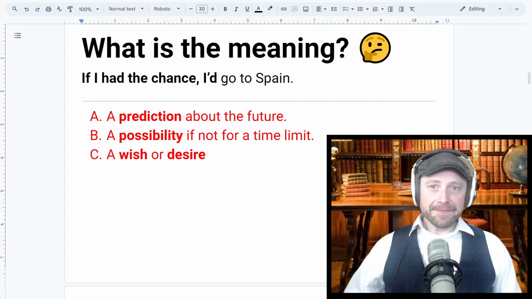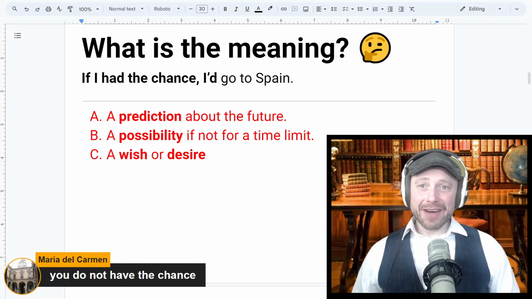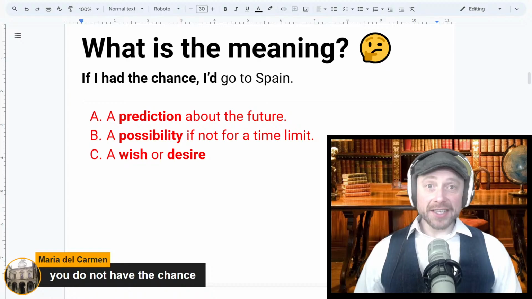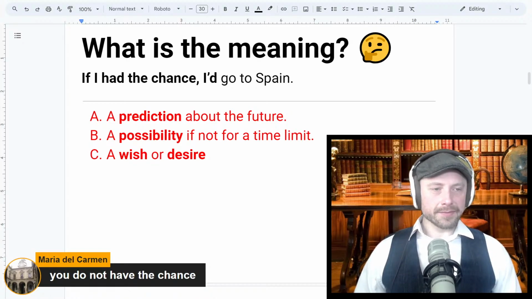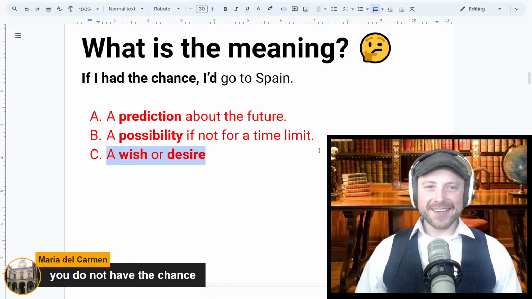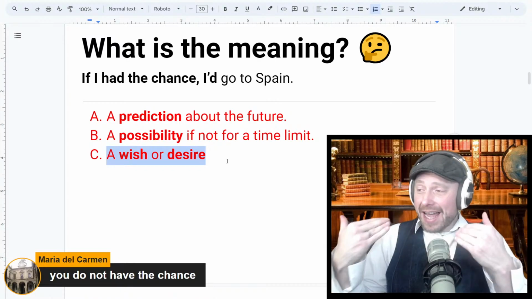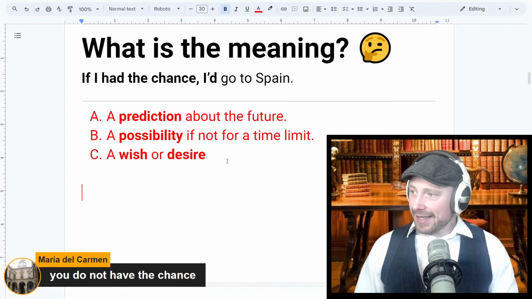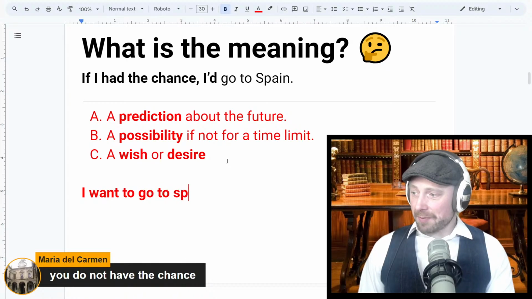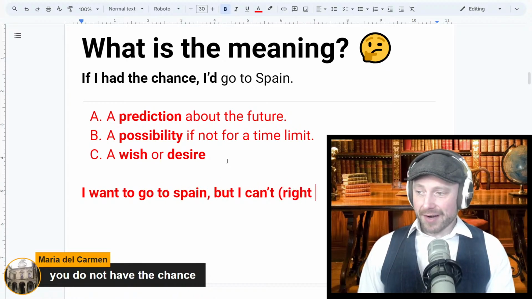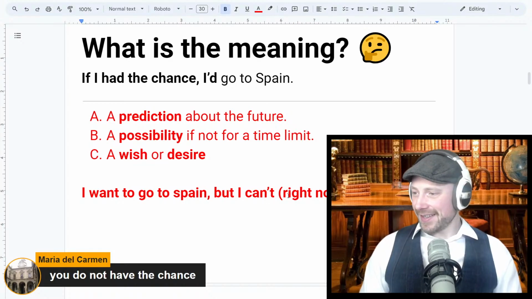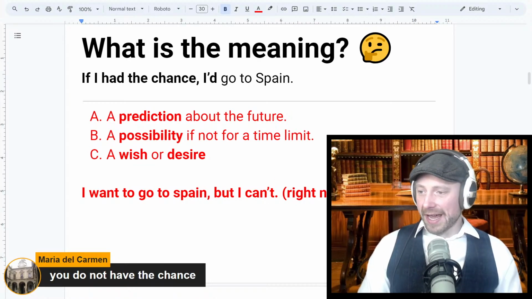That's right, Maria. By saying, if I had the chance, it actually means I do not have the chance. So lots of people here talking about a wish or desire. Well done, well done. That is correct. Here we're talking about what I want. If I had the chance, I'd go to Spain. It's like saying, I want to go to Spain, but I can't right now.